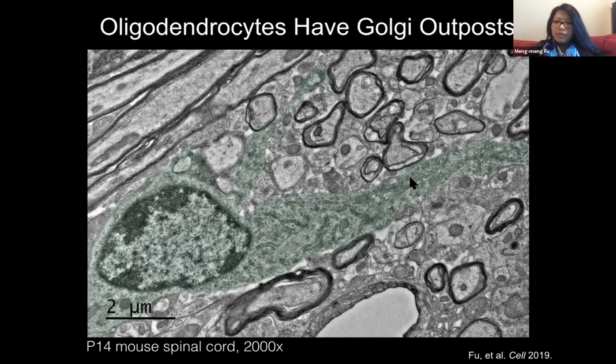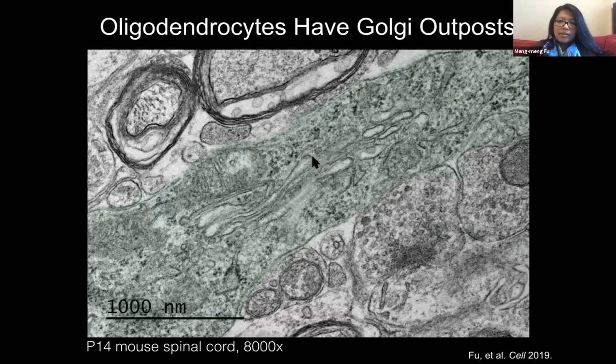So zooming in, we see that this Golgi outpost structure is a multi-layered structure. It's approximately 1 to 2 microns in dimension, and it has many different small associated structures that are likely cis, medial, and trans stacks.